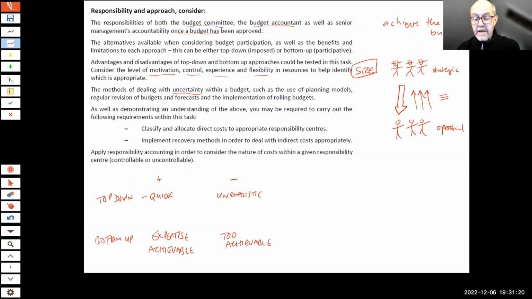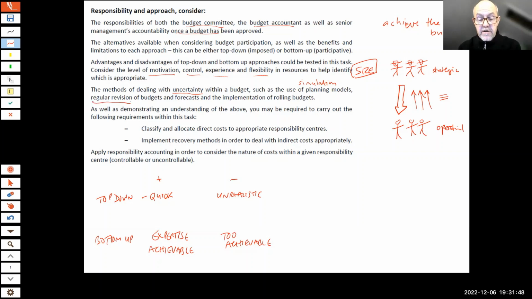Use of planning models. The great thing we can do with computers, of course, is we can simulate. What if this happens? What if that happens? Even just using spreadsheets compared to not that far back in history, we have a much better idea of what will change if this changes, if that changes.